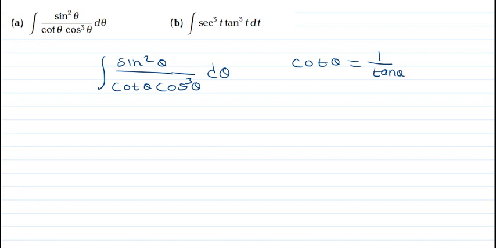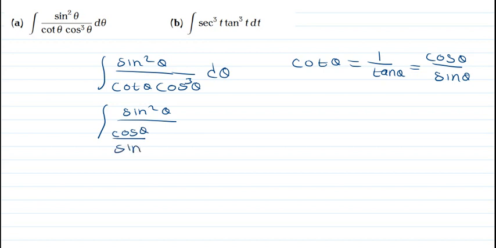as cos theta over sine theta. Then we can replace in our integral so that we can have sine squared theta, everything over cos theta over sine theta multiplied by cos cubed theta d theta.